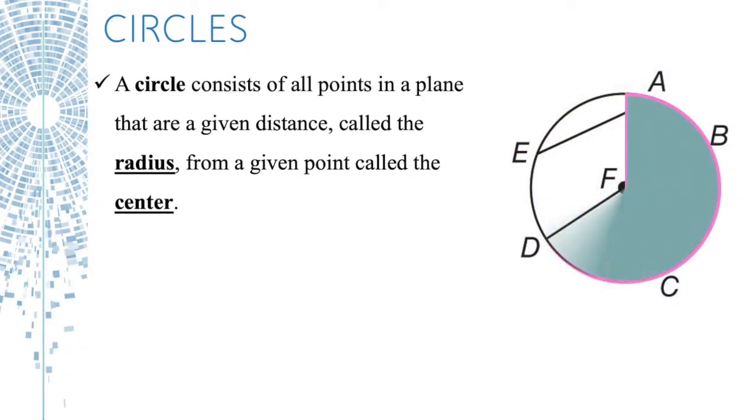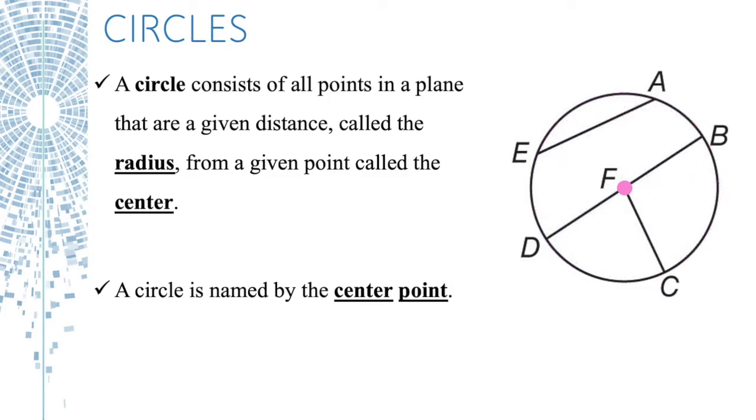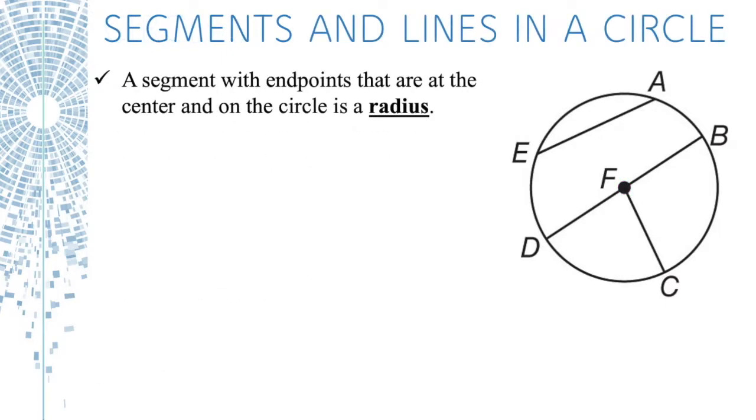A circle consists of all points in a plane that are a given distance, called the radius, from a given point, called the center. And a circle is named by the center point. So this is circle F. A segment with endpoints that are at the center and on the circle is called a radius. So radii, that's plural for radius, in this circle would be FD, FC, and FB.